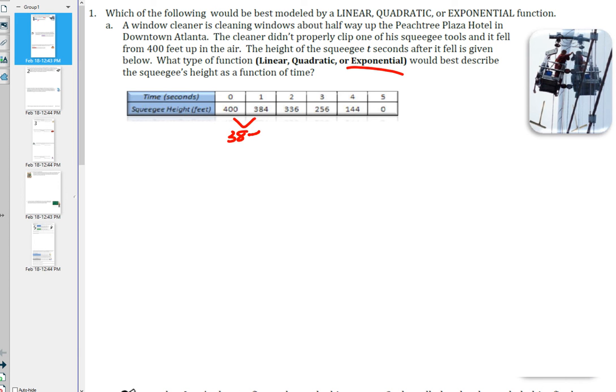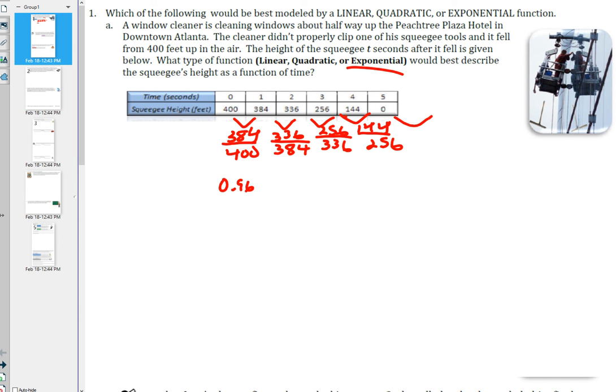This is 384 divided by 400. This would be 336 divided by 384. This would be 256 divided by 336. This would be 144 divided by 256, and then finally at the end, well, 0 divided by anything is 0. So you're probably going to get decimals, but let's just see what those decimals come out to. 384 divided by 400, I got here 0.96.